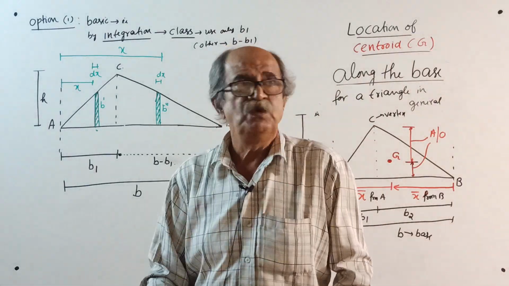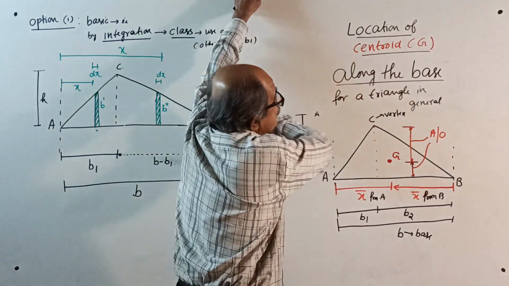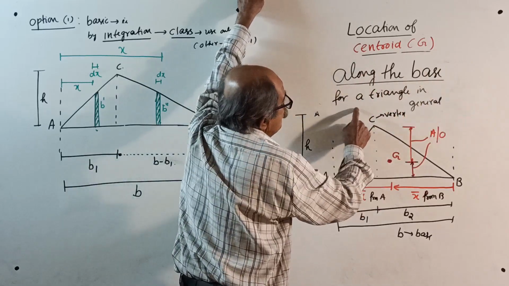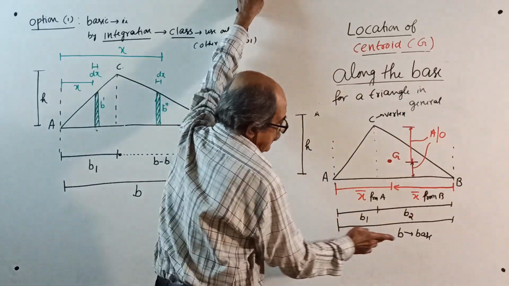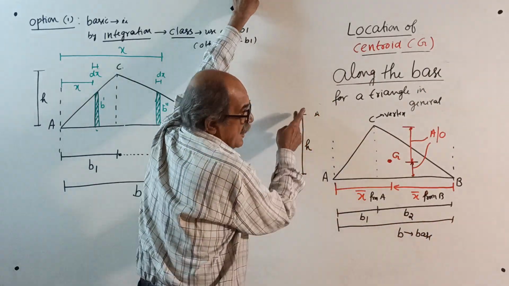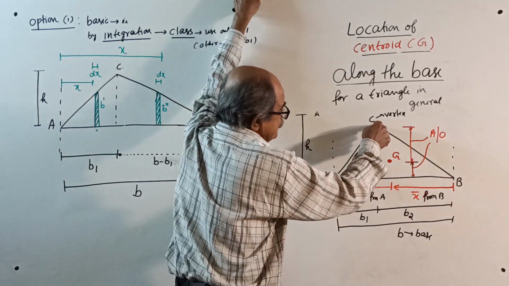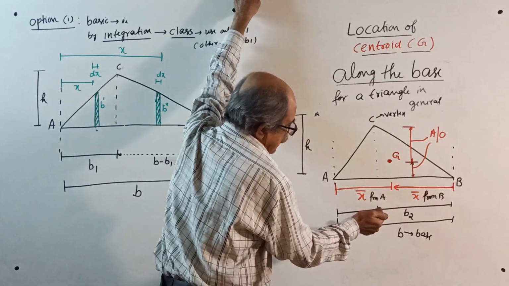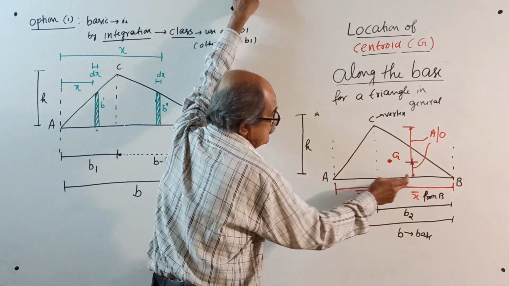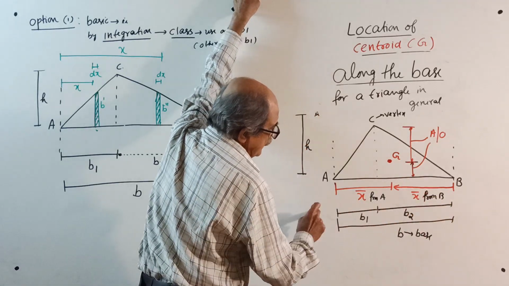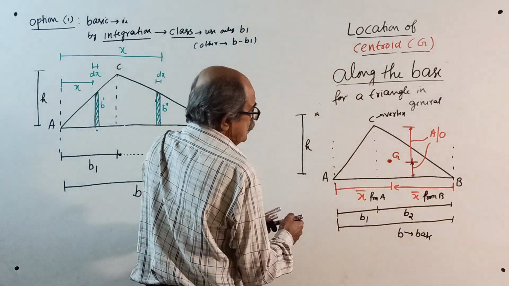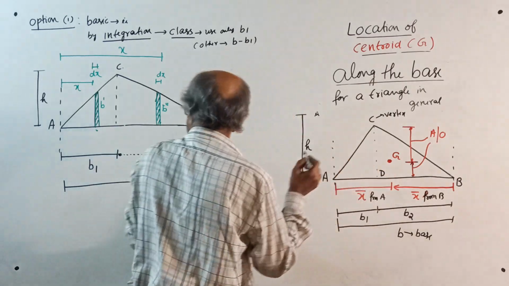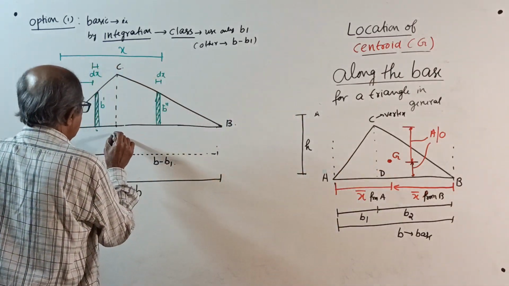Now, class starts from here. Location of centroid G along the base for a triangle in general. Let B be the base, H be the height. From the vertex, if you drop a perpendicular to the base along the height, let one side be B1, other side be B2. This total base is B. I will call the points A, B, C, and this point D.